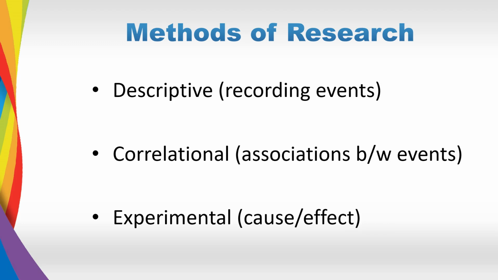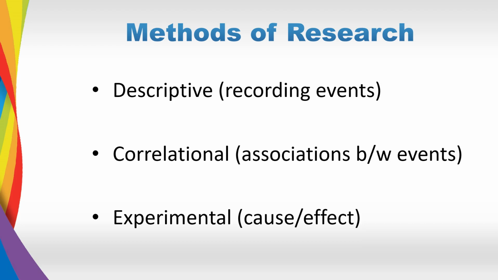So the way that we can do research, there's a lot of different methods out there. The only three I'm going to go over is descriptive, correlational, and experimental. So descriptive is exactly what it sounds like. You're describing, so you're just recording events. Correlations are looking for some association or relationship between events or variables that you're interested in. Experimental is when you really want to find out the cause of some kind of outcome. So you're specifically looking for cause effect.